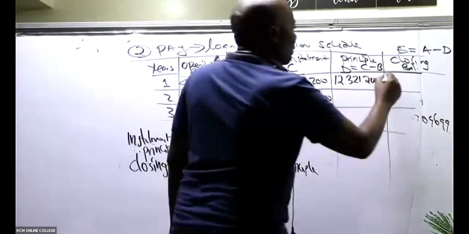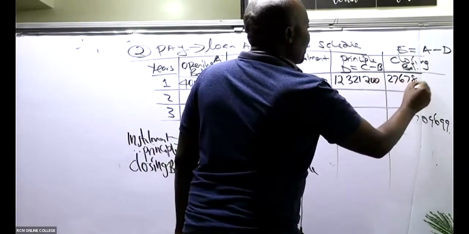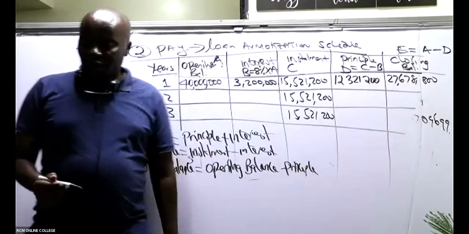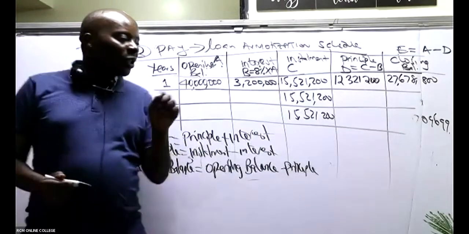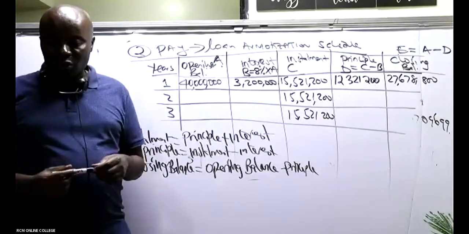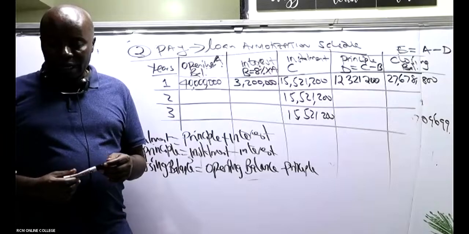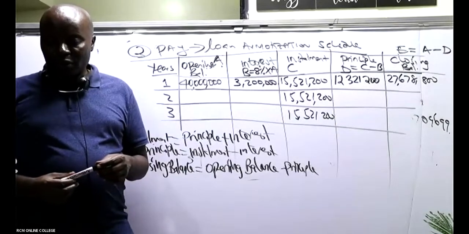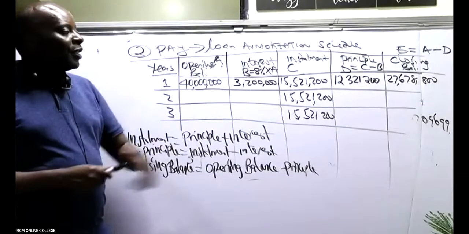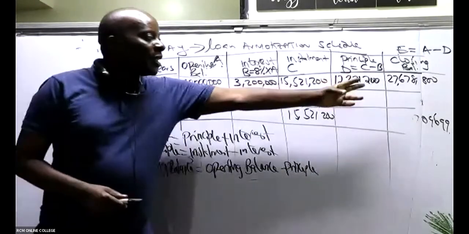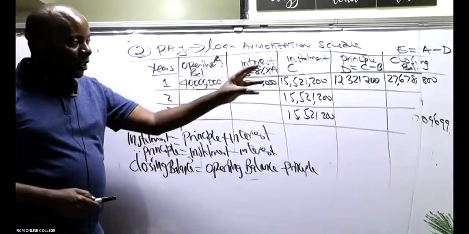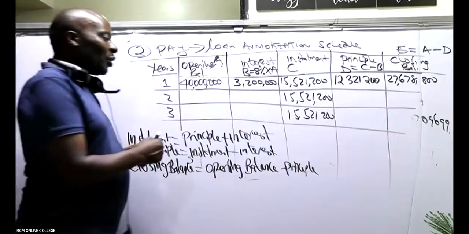27,678,800. Thank you very much. Then what do you think about the opening balance of year 2? The opening balance of year number 2 will be the closing for year 1. So we bring this closing for year 1 down here. We shall open with it here.